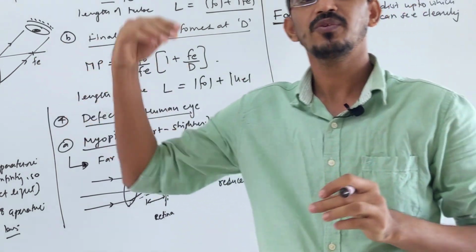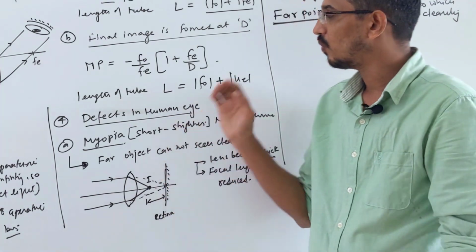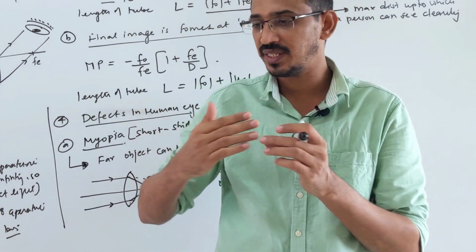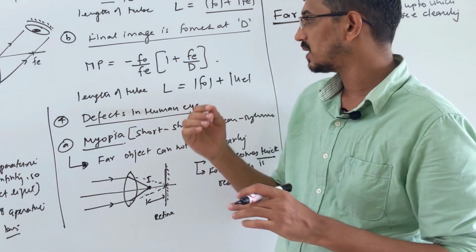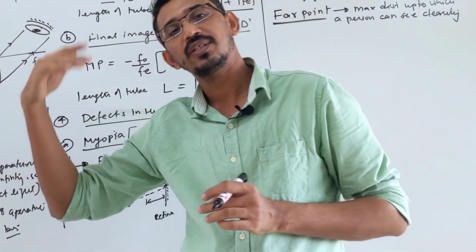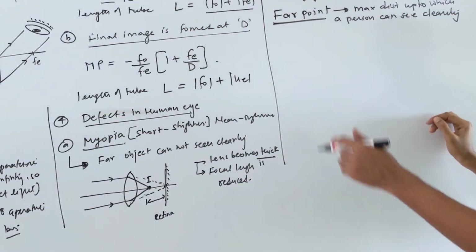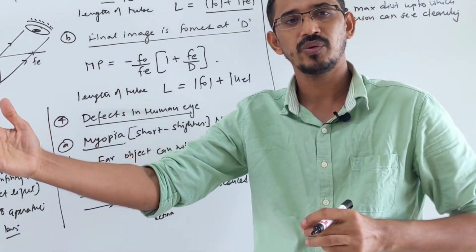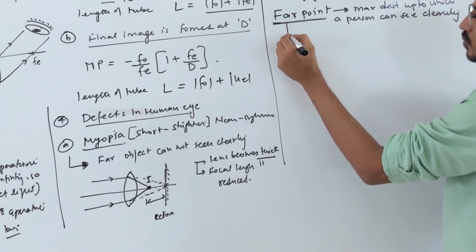Or you can say it is the distance after which a person cannot see clearly. Both ways you can say. It means near things he can see clearly, after that he cannot see clearly. So actually what is the meaning of this? A far point is simply your image distance. At this point, if your image is formed, you will see clearly.